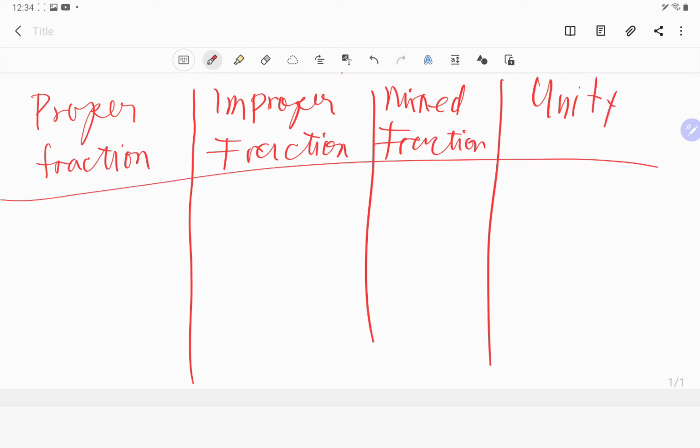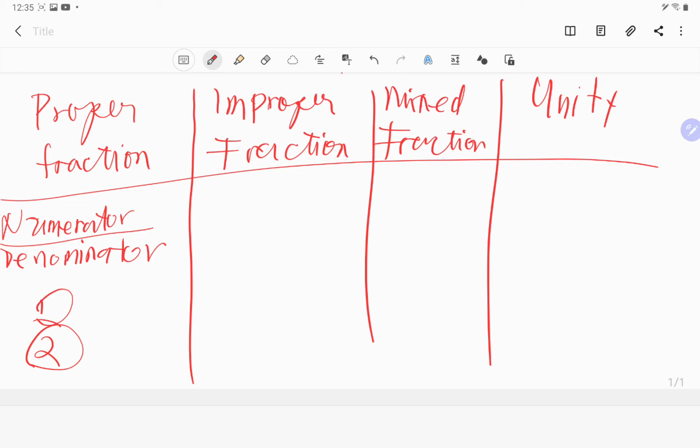Okay, pumunta muna tayo sa proper fraction. Pag sinabi nating proper fraction, mas mataas ang denominator sa numerator. Ano nga bang denominator and numerator? Ang numerator is yung number sa taas. Numerator. Ang denominator is yung number sa baba. So, denominator. Okay? So, ang proper fraction is mas mataas ang denominator kaysa sa numerator. For example, 1/2. 1/2 is a proper fraction kasi mas mataas tong denominator kaysa sa numerator. Diba?